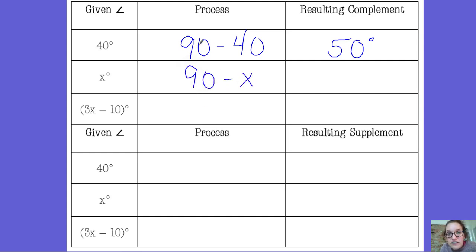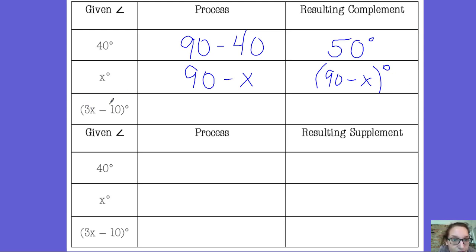So unlike here, where these were like terms, 90 and 40 are like terms, so I can combine them. 90 minus 40 is 50. These are not like terms. So my resulting complement is 90 minus x. And if you want to be real fancy, you put in parentheses, and then that's degrees, because it's 90 minus x degrees.